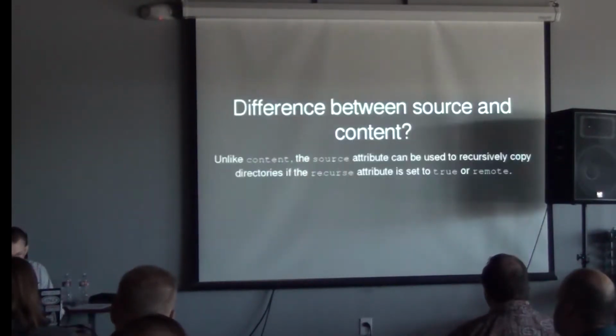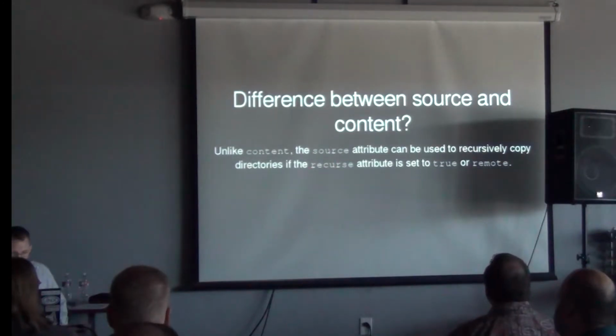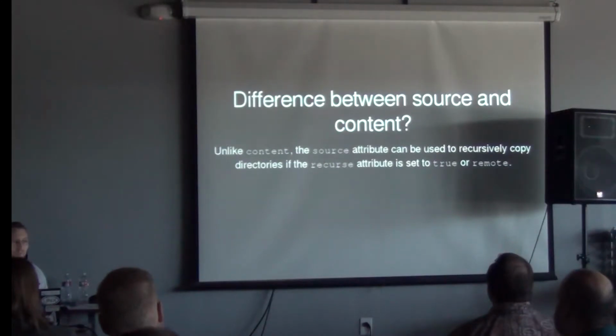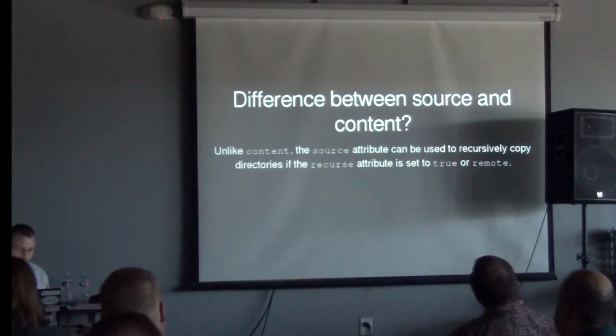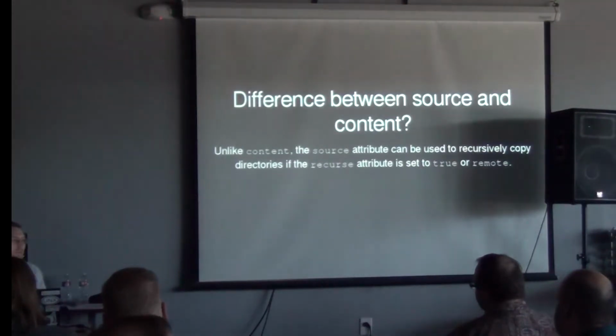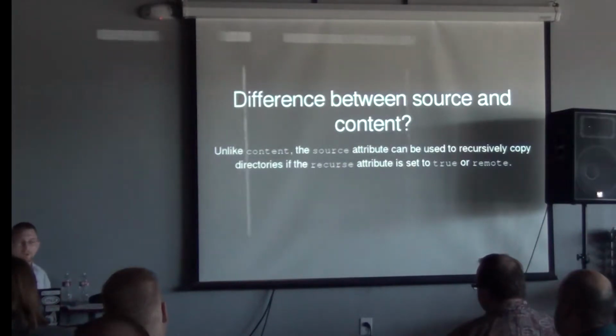Now with all these examples, maybe you guys are wondering, what's the difference between source and content parameters inside the file resource? Well, with the source attribute, you can recursively copy directories of files over onto your Puppet agent. With content, you're stuck just dealing with one particular file. But if you set up the source parameter just right, you can basically pick up an entire directory off your Puppet master and ship it over to your agent with one setting.